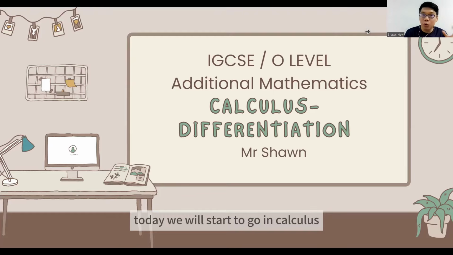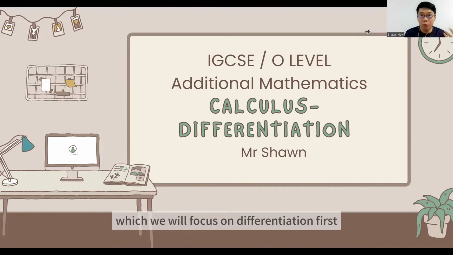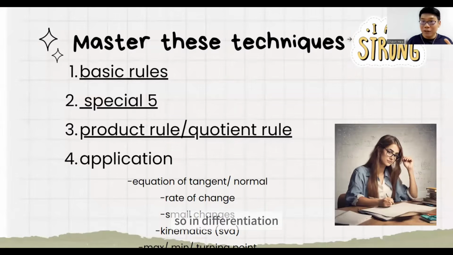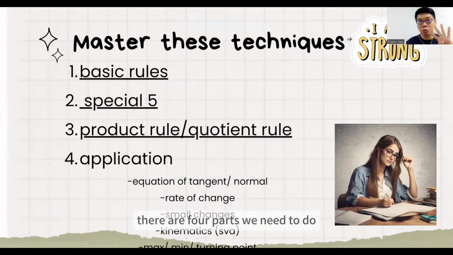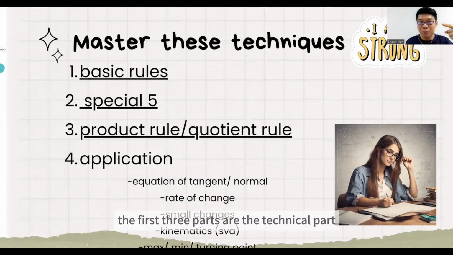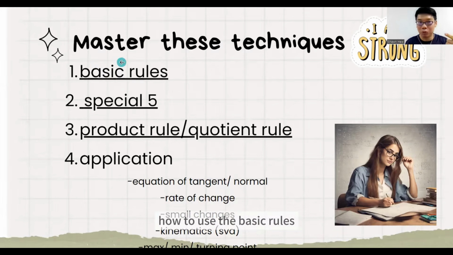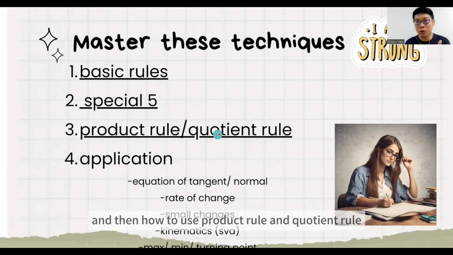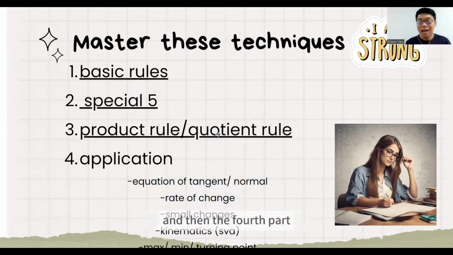Today, we will start to go in calculus, which we will focus on differentiation first. So in differentiation, there are 4 parts we need to do. The first 3 parts are the technical part, which is how to use the basic rules, how to deal with the special 5, and then how to use product rule and quotient rule. So today, we will focus on this. And then the 4th part, application, will be the next video.